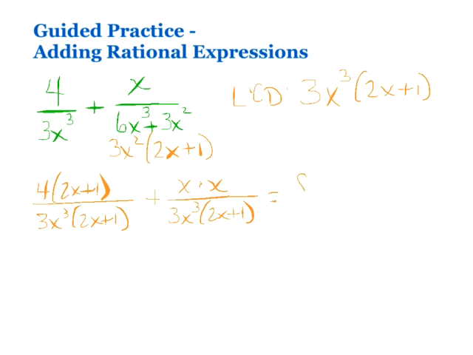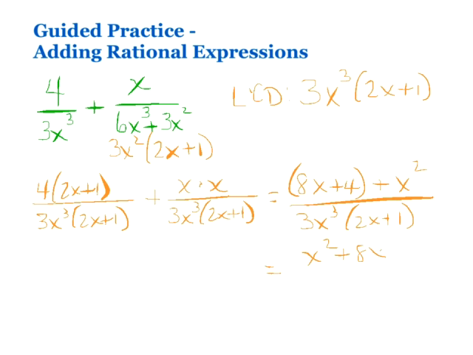So when we combine things, we're going to get an 8x plus 4 plus an x squared all over 3x cubed times 2x plus 1. And in our final step, we end up with x squared plus 8x plus 4 all over 3x cubed times 2x plus 1.